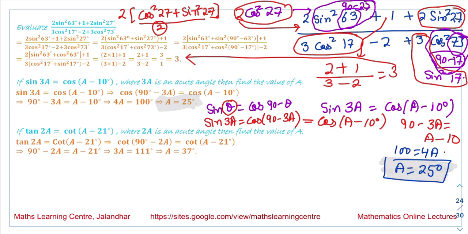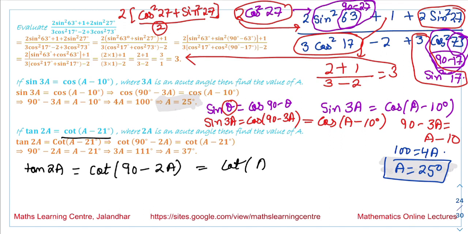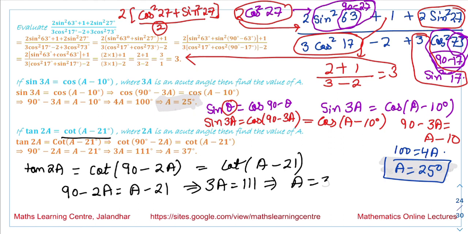Next is, if tan 2A is equal to cot of A minus 21 degrees, we are writing it as cot of 90 minus 2A, and this is equal to cot of A minus 21. So we get 90 minus 2A is equal to A minus 21. So this gives us 3A is equal to 111, and this gives us A is equal to 37 degrees. This is the value we are obtaining over here.